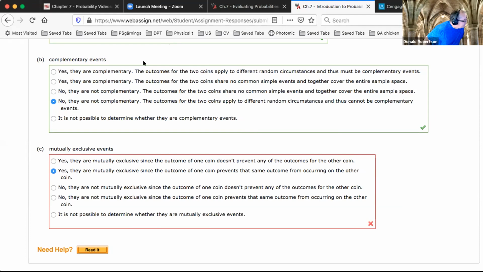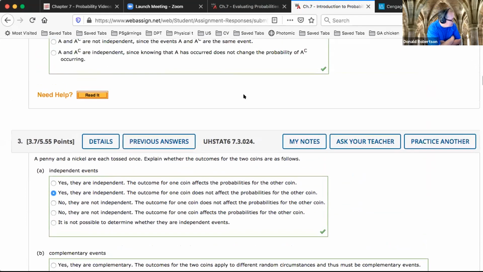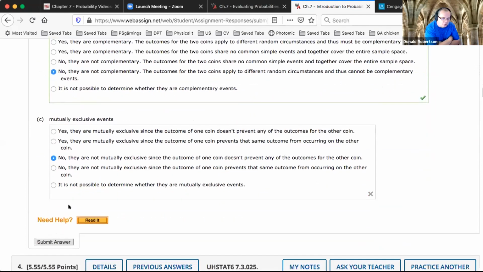Okay, let's do A. Click on it. And what is this question? Number 3. Yes. Oh, they are being very lawyer-esque. The correct answer for C is the second one. That's what I did. Sorry, it's the third one. I can't count dots. It's the third one. It says no, they are not mutually exclusive.